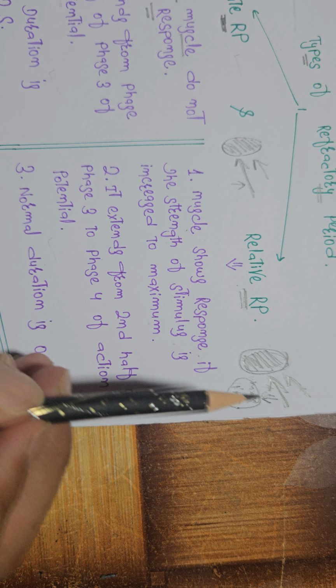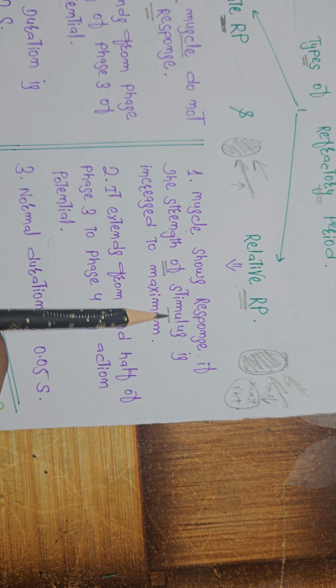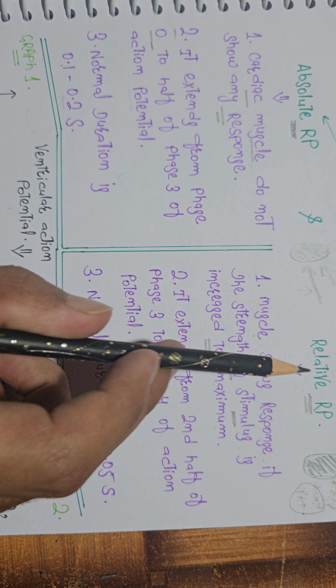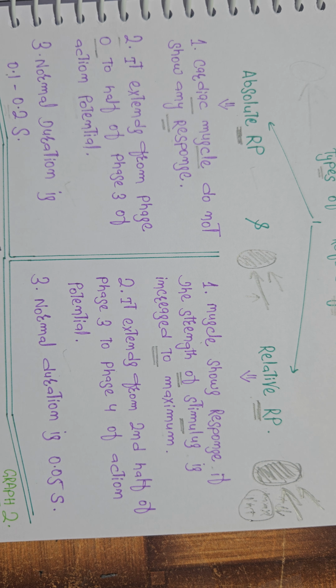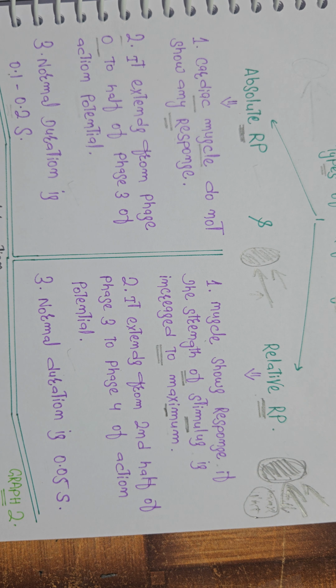That means in this time period, the cardiac muscle does show a response if the strength of the stimulus is increased to maximum. Clearly? So this is the relative refractory period. In the absolute refractory period, cardiac muscle does not show any response, but in the relative refractory period, cardiac muscle shows response if the second stimulus is of maximum intensity.